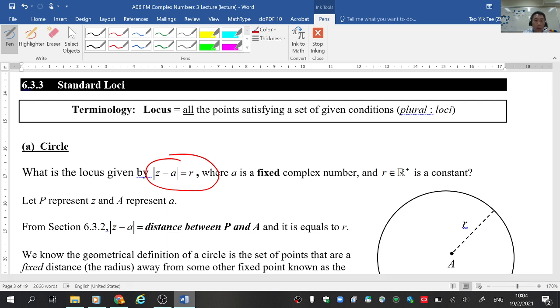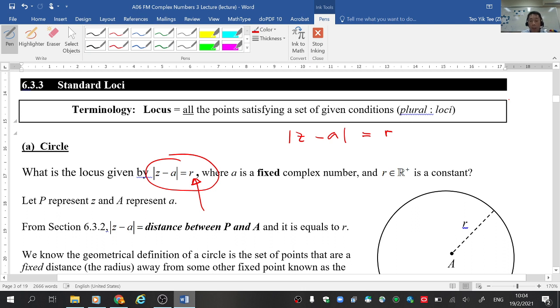So if you fall back onto your previous section dealing with the interpretation of z minus a, this is what it means in simple layman English: the distance of complex number z as measured from a. Okay, the distance of z from a. Then, if I put a number to it, what it means is that the distance of z from a must be a constant r.